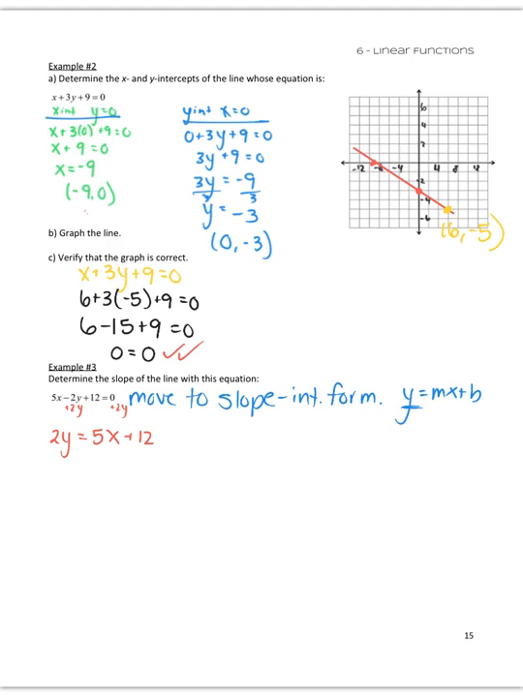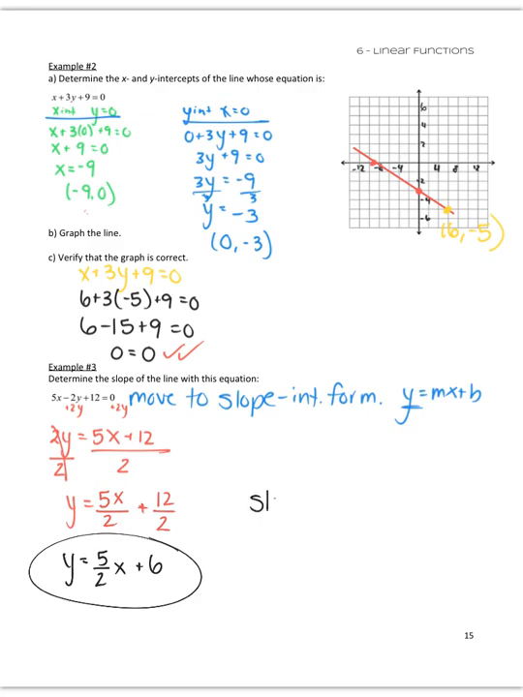To get y by itself, I need to divide both sides by 2. So that means y is equal to, now, when two terms separated by addition are divided by 2, it's like each term is divided by 2 itself. So 5x over 2 plus 12 over 2. We can separate these terms out, again, separated by their addition, and divide each term by the denominator of 2. We're left with y equals 5 over 2x plus 6. So the slope is equal to 5 over 2 in this case.